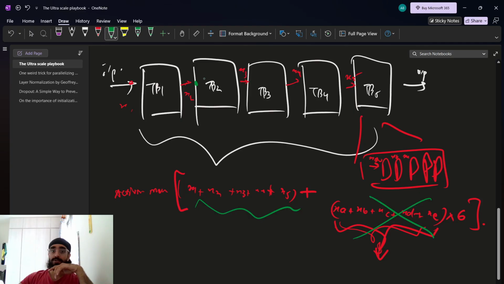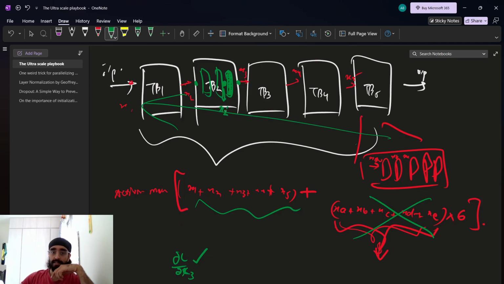And when you need activations inside here, while doing the backward pass, let's say you're trying to calculate the dL by d theta of this layer. For that you need the activation of this, and you need dL by dx3. dL by dx3 you already have because you're doing the backward pass and you're here. But you also need this, let's call this x intermediate.